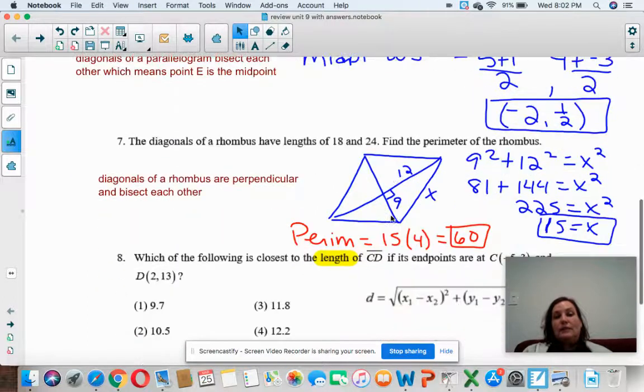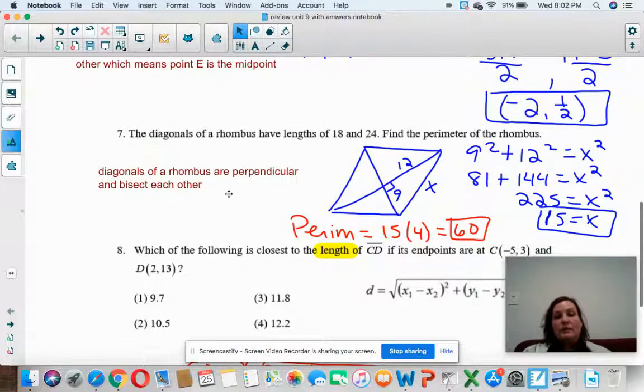Question 7 is dealing with a rhombus. Remember, in a rhombus, my diagonals are perpendicular to each other and they bisect each other. So when they told me my diagonals have lengths of 18 and 24, instead of writing 18, I can write 9 and 9. I just wrote one of the 9s here. And instead of writing 24, I have 12 and 12 because they bisect each other.